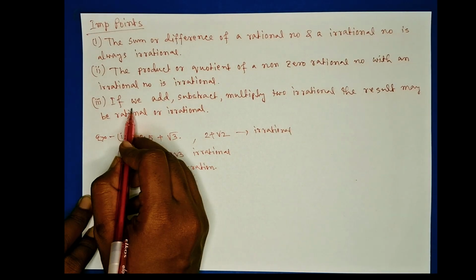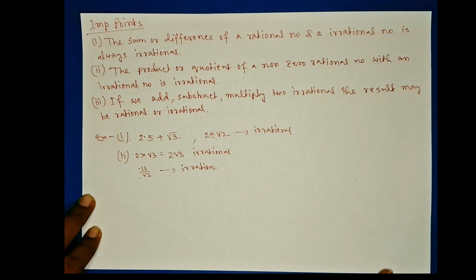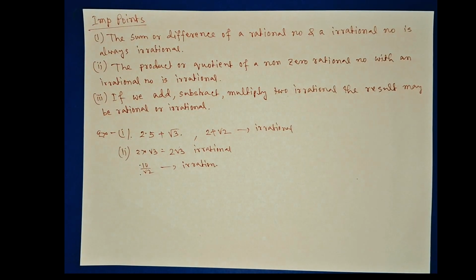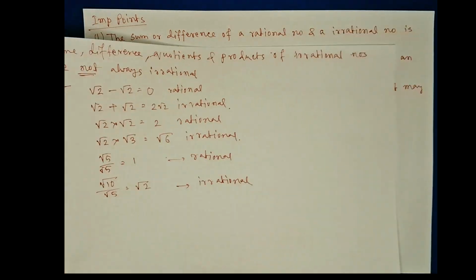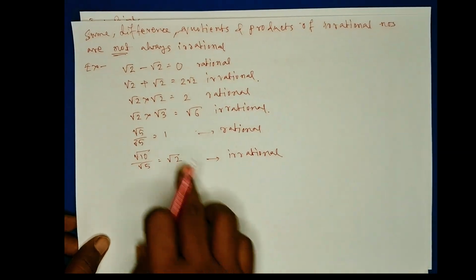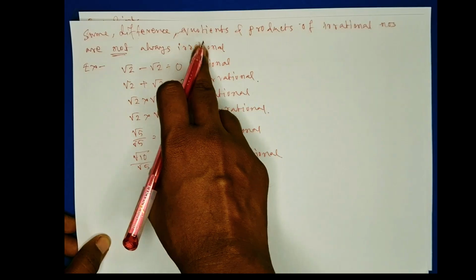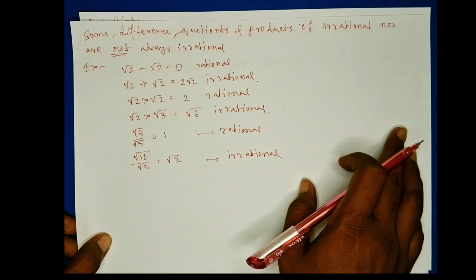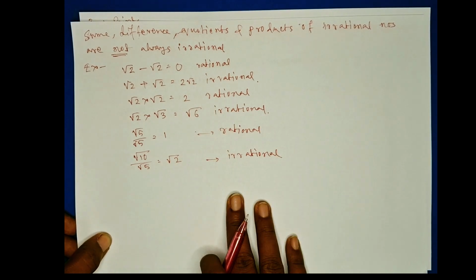And for the third one, if we add, subtract, multiply two irrational numbers, the result may be rational or irrational, that we have already shown here. The product, quotient, sum, difference of any two irrational numbers may be rational or irrational.